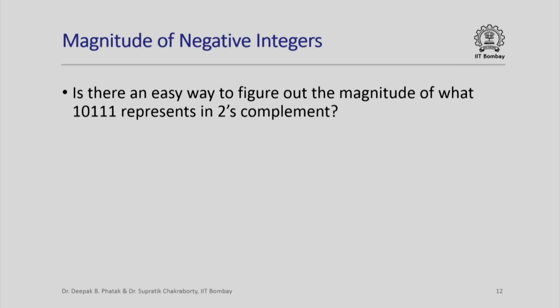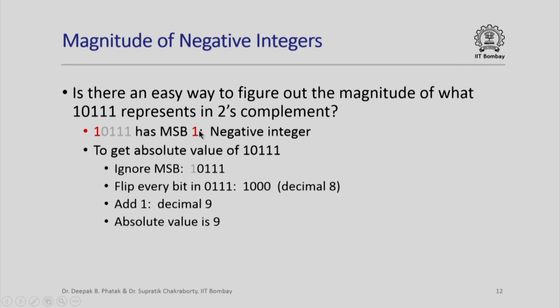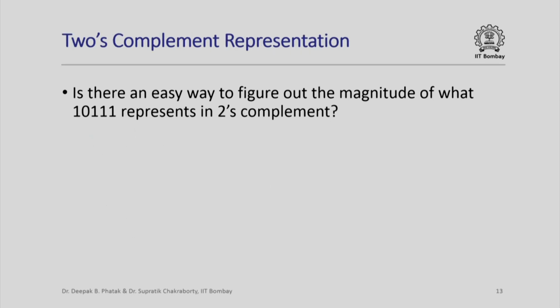So this is what we can do if we are asked a question, can you find out the magnitude of what this represents in 2's complement. So there are 2 ways. In both ways we will first look at the MSB, figure out that it is a negative integer, and then what we could do is we could look at the rest of the representation, flip every bit, find out what it represents in decimal, add 1, and then the absolute value is 9 in this case, and so the answer is minus 9.